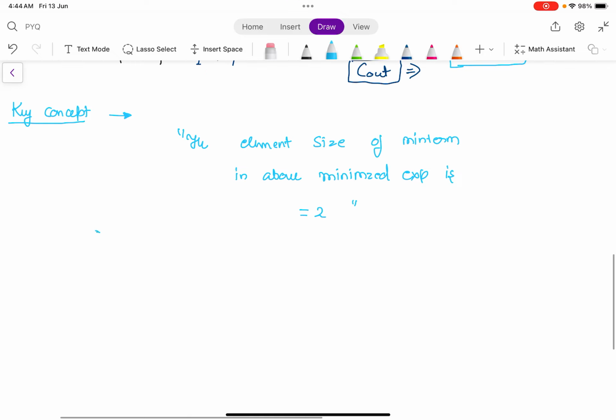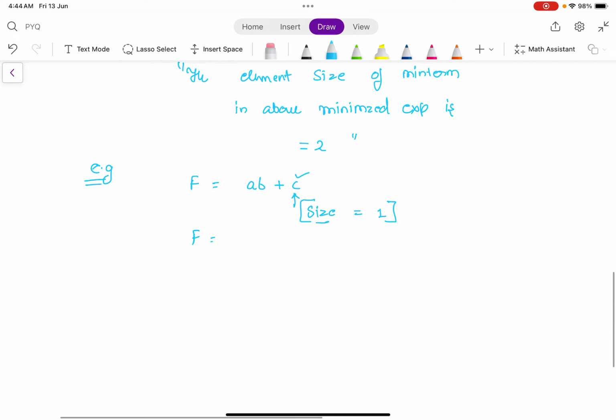For example, there are so many expressions, let's say this is an example, AB plus C, where the size of the minterm C is 1, which is the elemental size. I am picking this because it has only 1 bit, that's why I am denoting it as size. Here you have some more expressions like AB plus BCD. So here the elemental size can be written as 2.